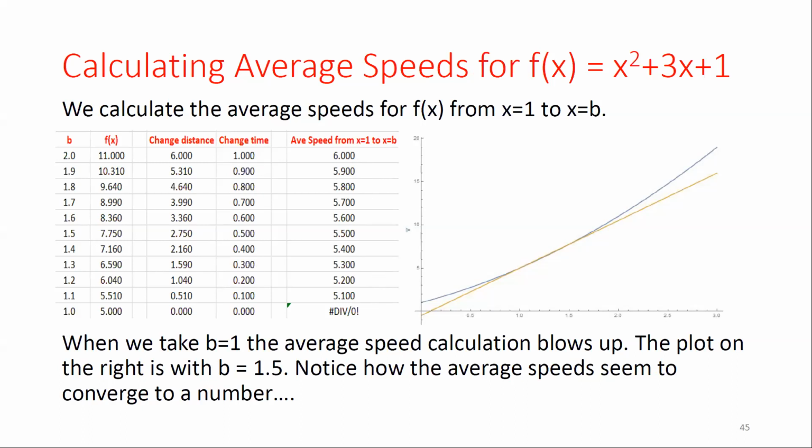Why do you think it might be hard to find the average speed from 1 to 1? Because you're dividing by 0. Yeah, what's the change in distance? 0. And what's the change in time? 0. Now, the blue line is the actual function.